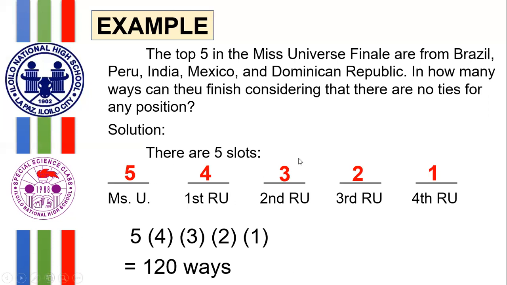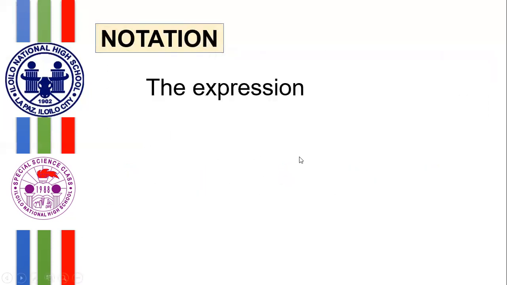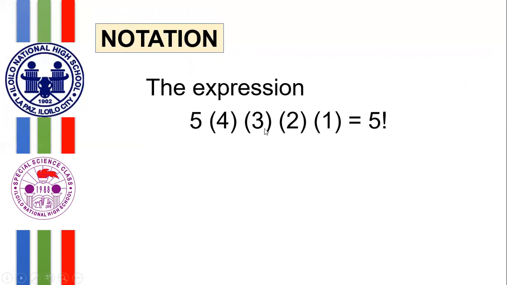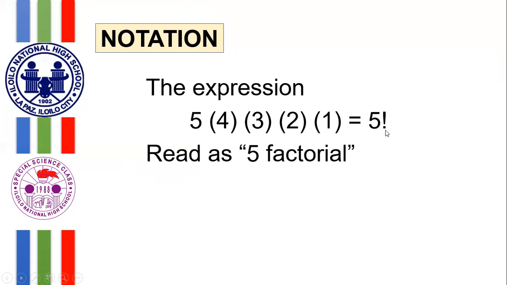Now, if you could notice in the expression 5 times 4 times 3 times 2 times 1, it seems like you multiply all the whole numbers from 5 all the way until 1. And if that happens, if you take the product of all the whole numbers from a given whole number all the way until 1, then this is represented here in this case by 5 with the exclamation point. And that exclamation point is read as factorial. Hence, the product of 5, 4, 3, 2, and 1 is equal to 5 factorial.